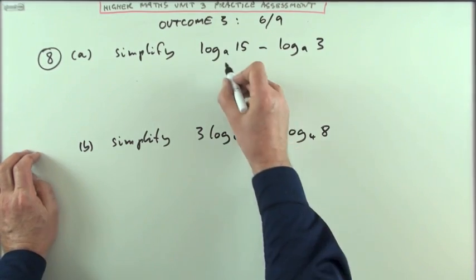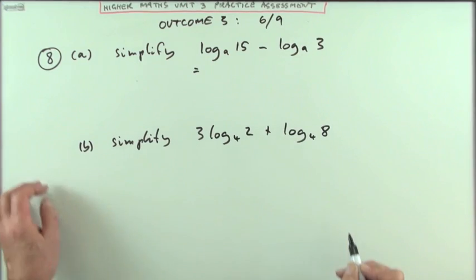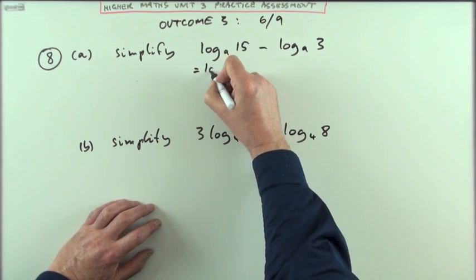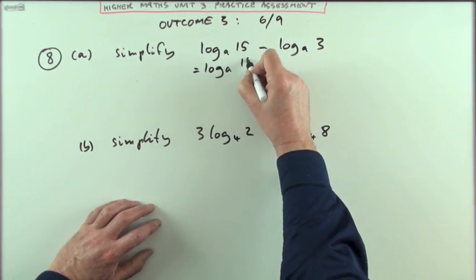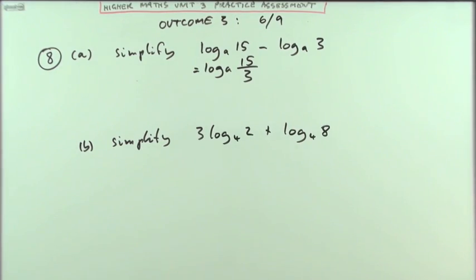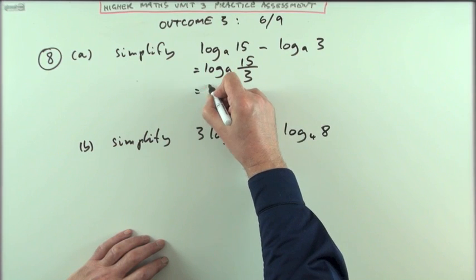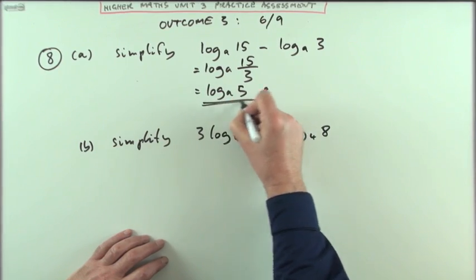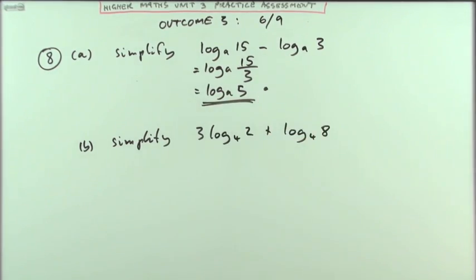So the first one. Subtracting logs, like subtracting powers, must have come from a division of the numbers. So that'll be the same as log base A of 15 divided by 3, which is log base A of 5. The mark being for the division, but certainly finish it off to get the answer.